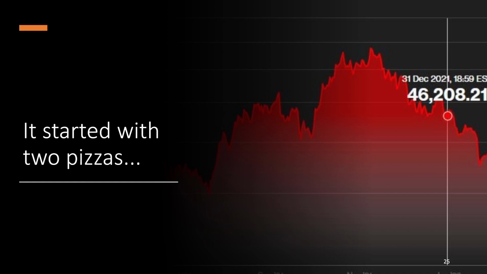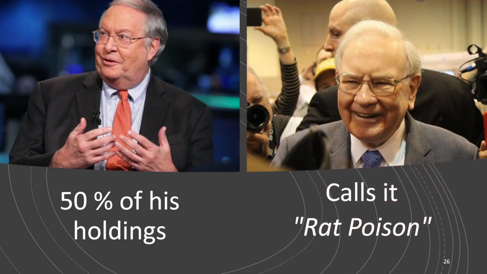And as of December 21st, Bitcoin was worth about $46,000. Last week, it just dipped below 30. There's speculation whether it's going to go up or down. No one really knows. In fact, the guy on the left, Bill Miller, says 50% of his holdings is in Bitcoin, whereas Warren Buffett calls it rat poison. So this speculative asset is still very much in use, and it is the underpinning and the granddaddy of all of the blockchain networks because of it.